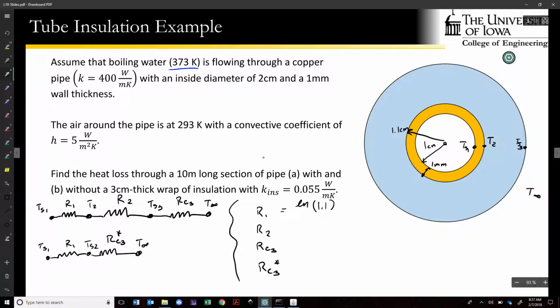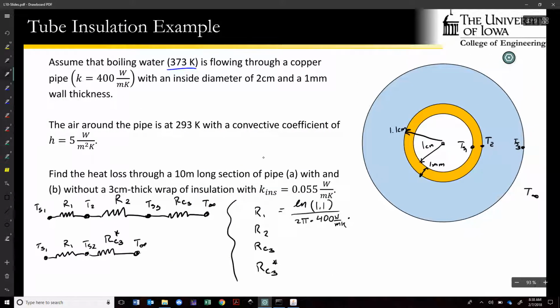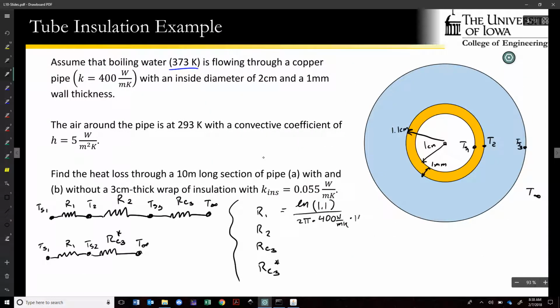And yeah, over 2 pi times K, watts per meter Kelvin, times... I'm missing a number there. Times the area of the pipe, is that right? No, 2 pi LK, my bad. Okay, 2 pi LK, so that's 10 meters.